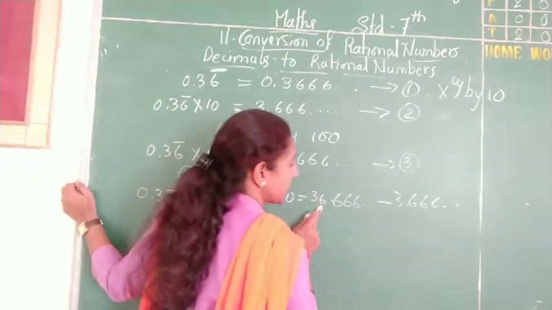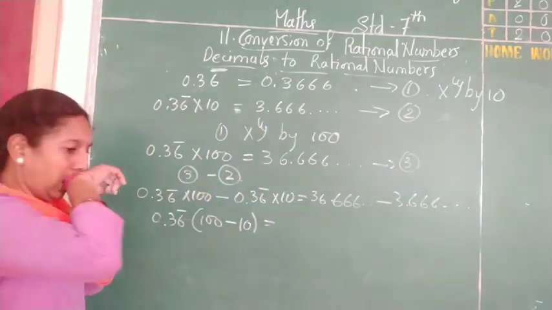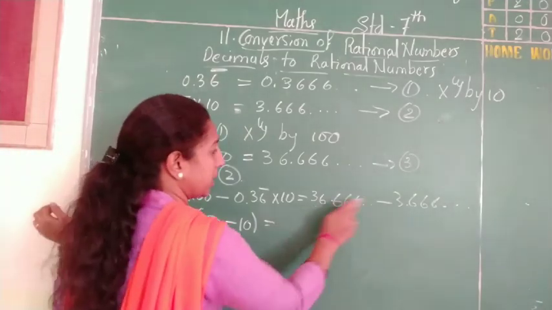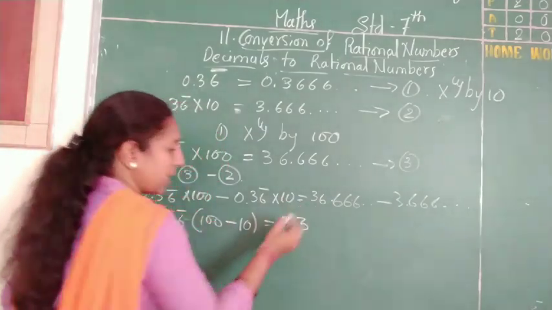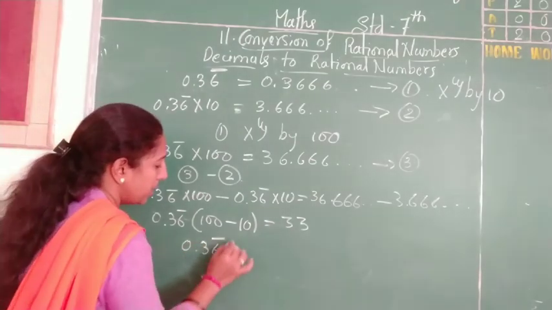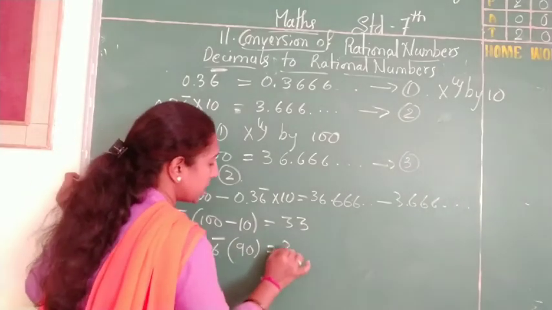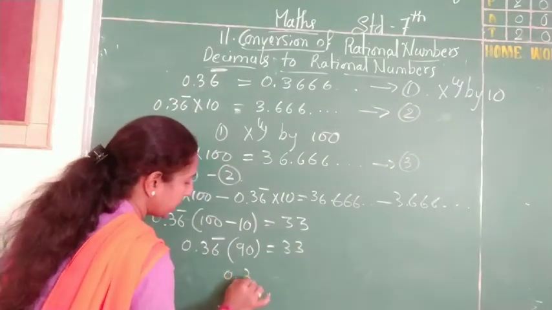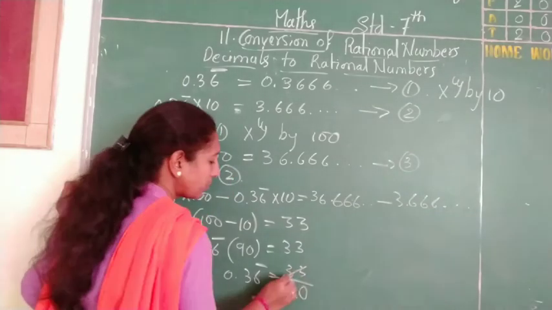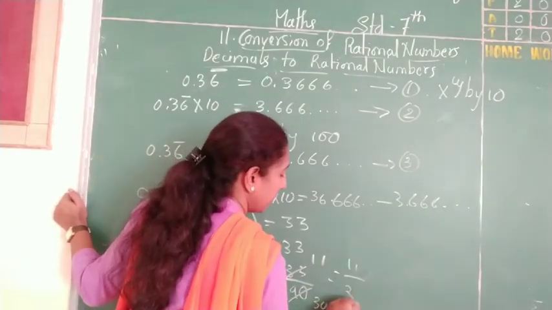Here 36 is in the whole number part and 3 is in the other whole number part. So 36 minus 3 is 33, I should write. So 0.36 bar, here it is 100 minus 10, which is 90. So 0.36 bar is equal to 33 by 90. 3 ones are 3, 3 thirties are 90. So the answer is 11 by 30.